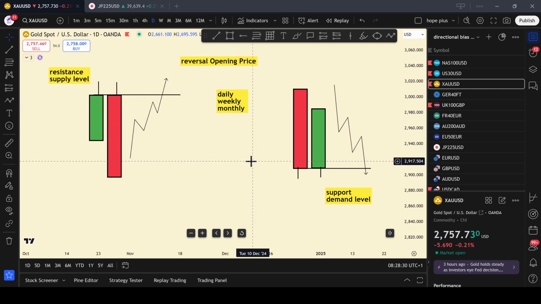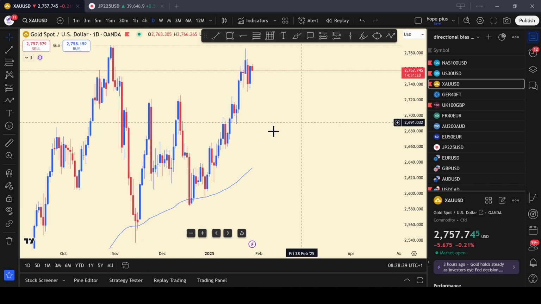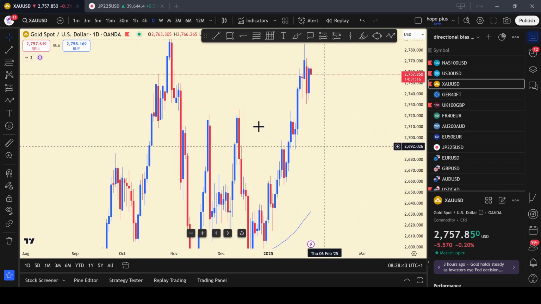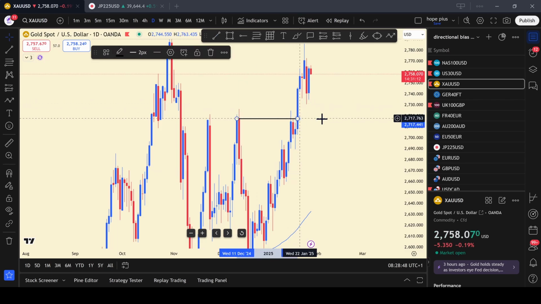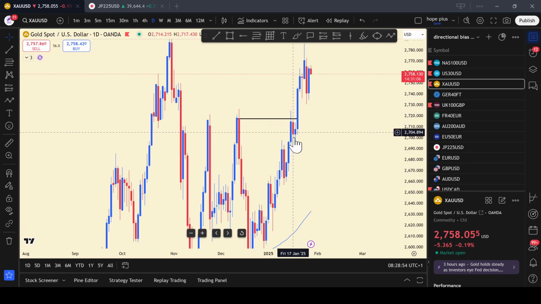All right. So we're going to look at the chart and then point out those areas. This is on gold. You can see this is one supply area, resistance. You can see how price rejected from that area. Rejected from that area.